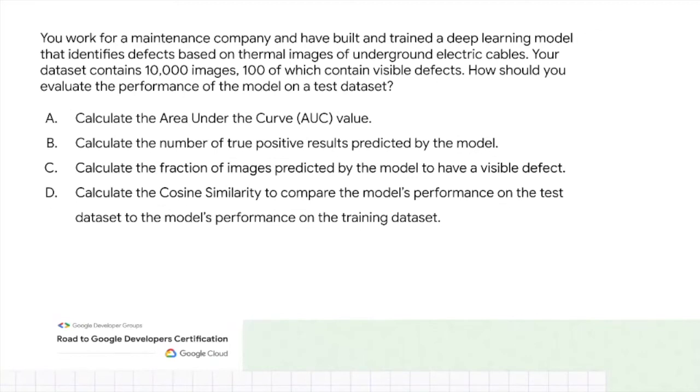A, we can calculate AUC value. B, calculate the number of true positive results predicted by the model. C, calculate the fraction of images predicted by the model to have a visible defect. D, calculate the Gaussian similarity to compare the model's performance on the test data set to the model's performance on the training data set. Choose wisely. So we have a data set that contains 10,000 images and 100 of which contain visible defects. The question is how should we evaluate the performance?